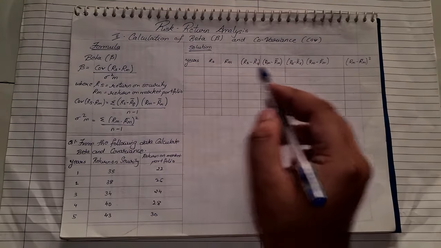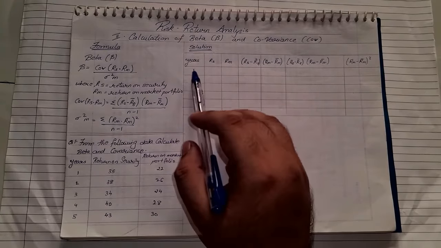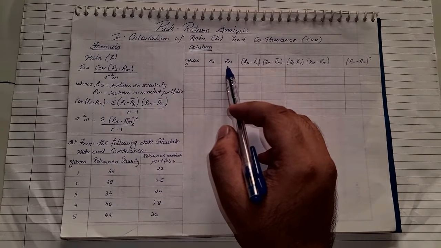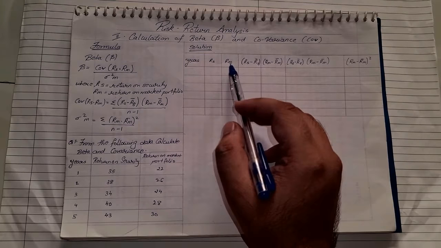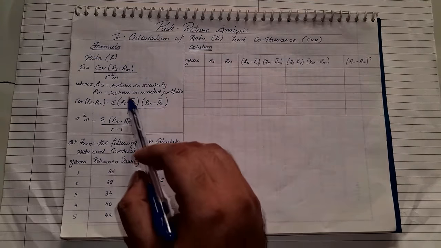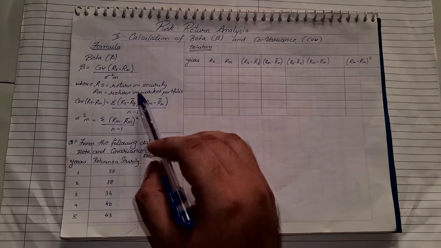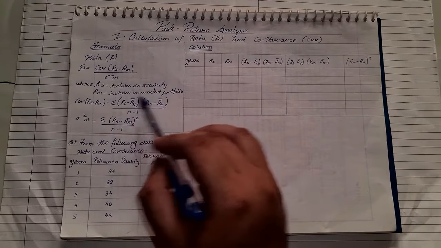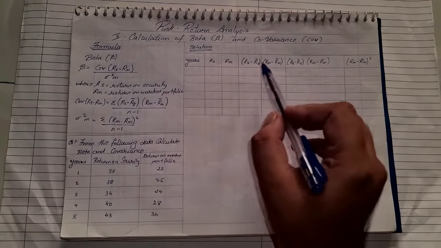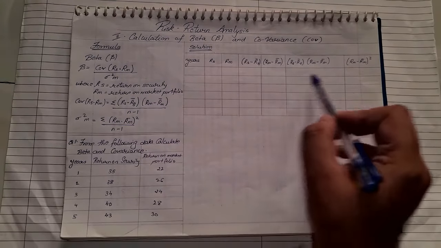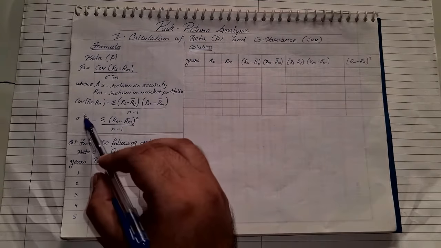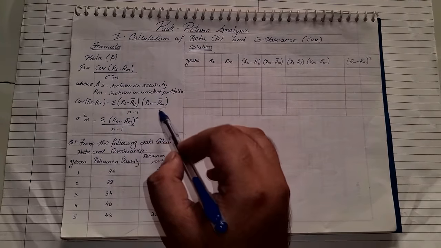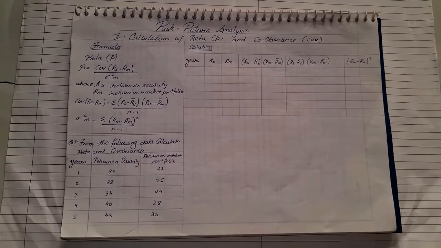Our table will be in such a way that we'll have years, return on security, and return on market portfolio. Then, according to whatever we require, for covariance I need RS minus R bar S, RM minus R bar M, and then the multiplication of both. So the 3 columns will be based on covariance, and for getting standard deviation square M, that is RM minus R bar M the whole square. That will be our last column.